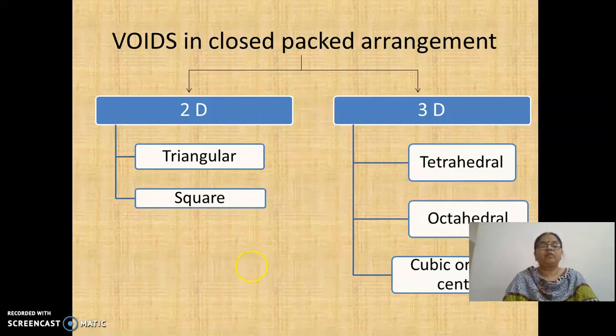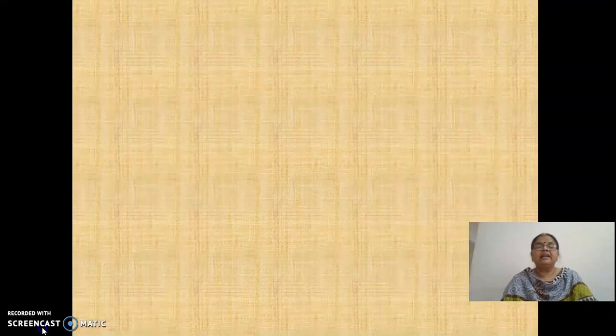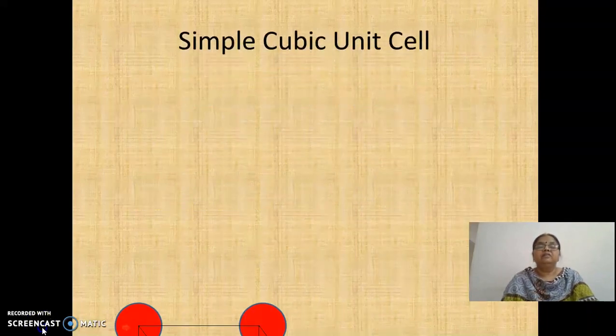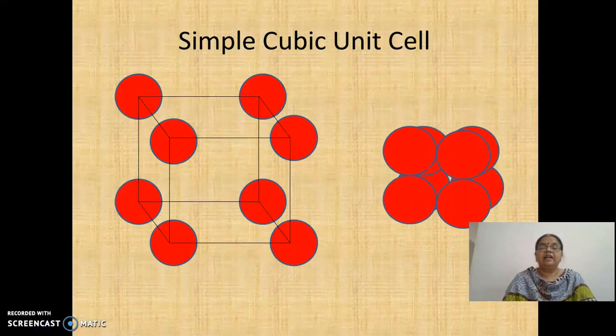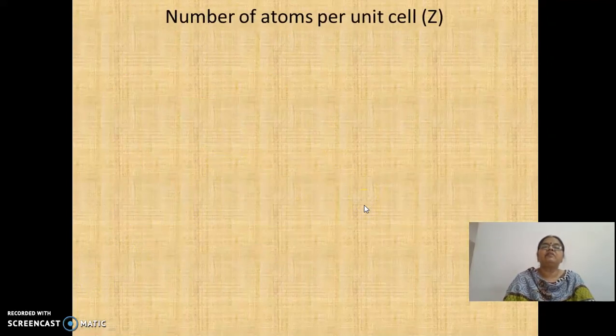Now we will see the different types of unit cells and how they are arranged, how many atoms per unit cell there are, and so on. Now this is the simple cubic unit cell. You are able to see vertices are occupied by the lattice points. These are the lattice points occupied by the 8 spheres. Now for these 8 spheres, we will find out the number of atoms per unit cell.